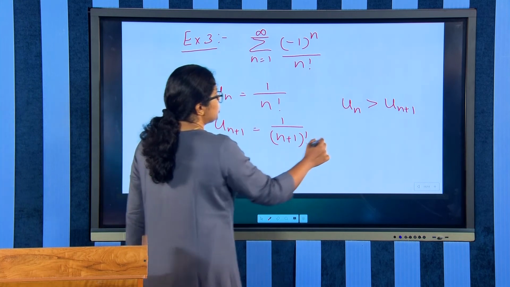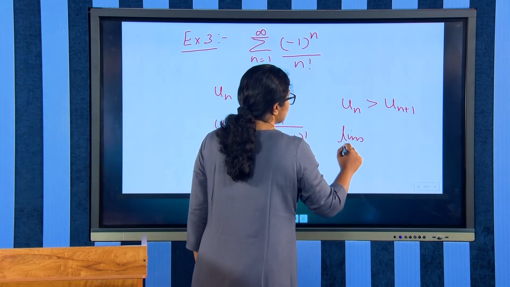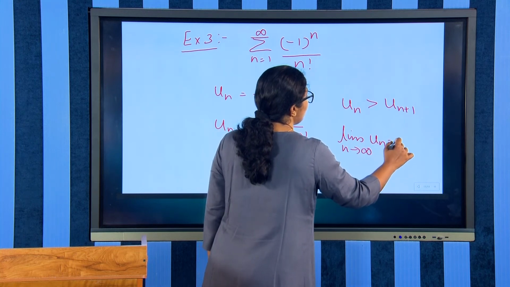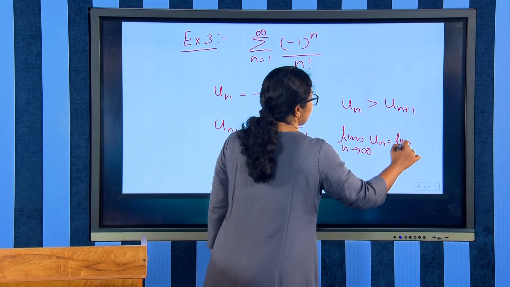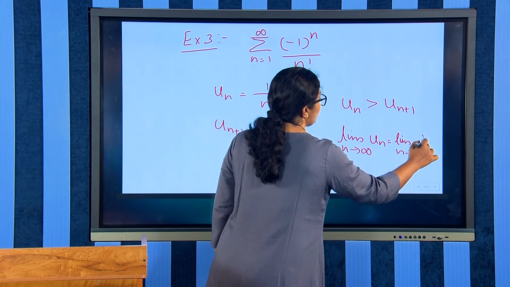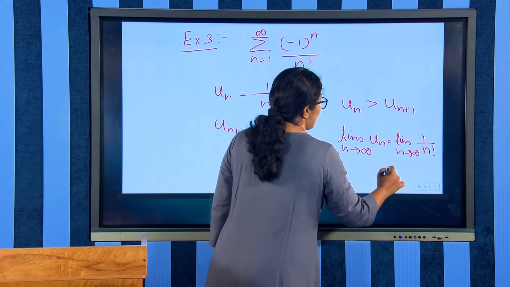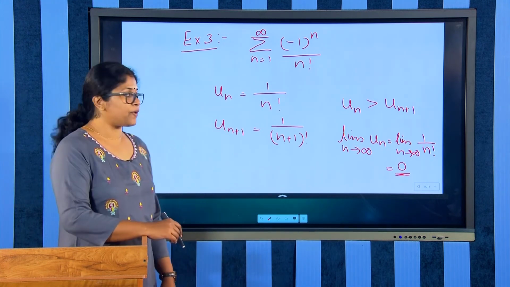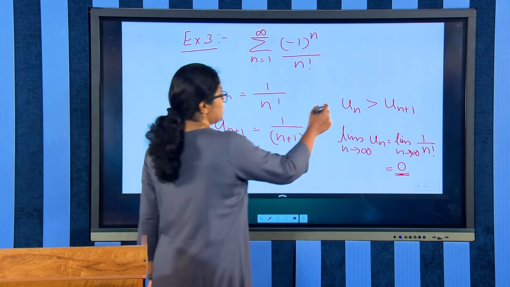And second condition, limit n approaches infinity of un is equal to limit n tends to infinity of 1 upon n factorial, and that is equal to 0. So we have satisfied both the conditions of Leibniz test.